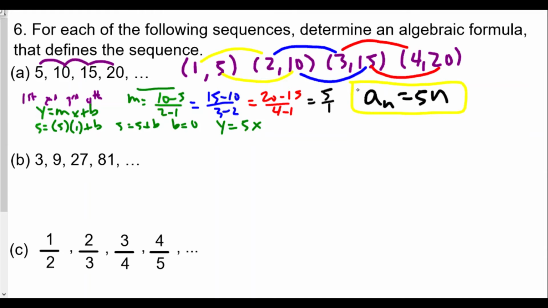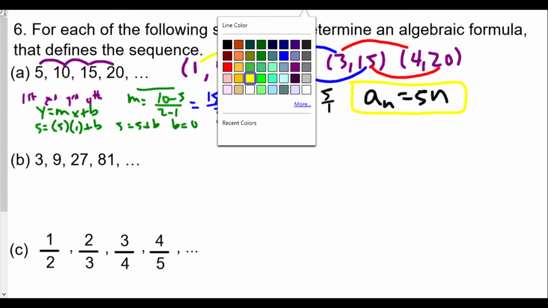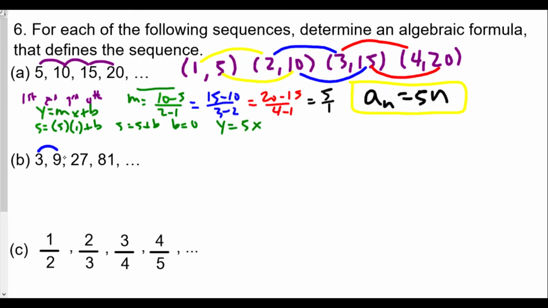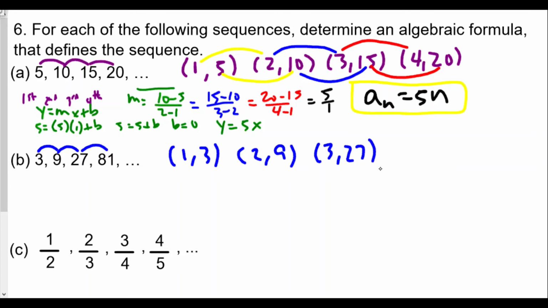Now for B, we see that here we're going from 3 to 9, and 9 to 27, and 27 to 81. We'll multiply by 3 every single time. And so we do the same thing. We'll use coordinates (1, 3), (2, 9), (3, 27), and then (4, 81).